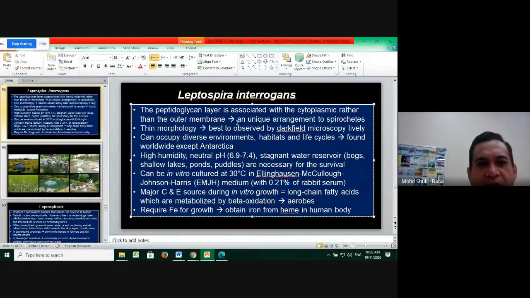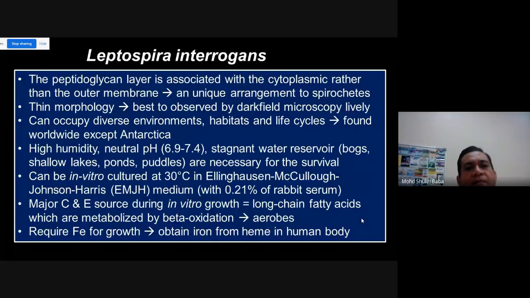Oh, this is not N, this is can, sorry. Can be in vitro cultured at 30 degrees Celsius in Ellinghausen-McCullough-Johnson-Harris, EMJH medium. Special medium yang digunakan if you want to culture Leptospira interrogans, with supplement of 0.21% of rabbit serum. Ingat good things about Leptospira interrogans in terms of lab culture, you boleh culture di dalam lab by having EMJH medium yang dikayakan dengan 0.21% of rabbit serum.